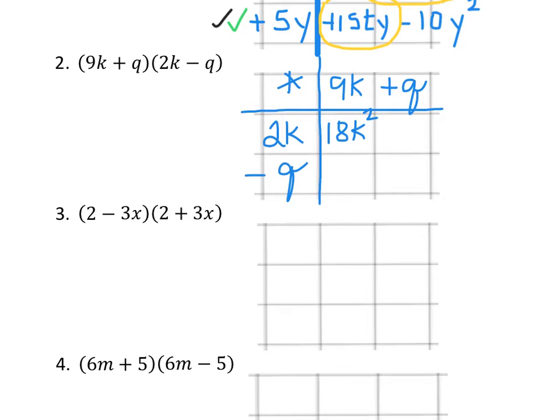And negative q times 9k is negative 9kq. And 2k times positive q is positive 2kq. And negative q times positive q is minus q squared. Sorry about that. Positive times negative is negative.